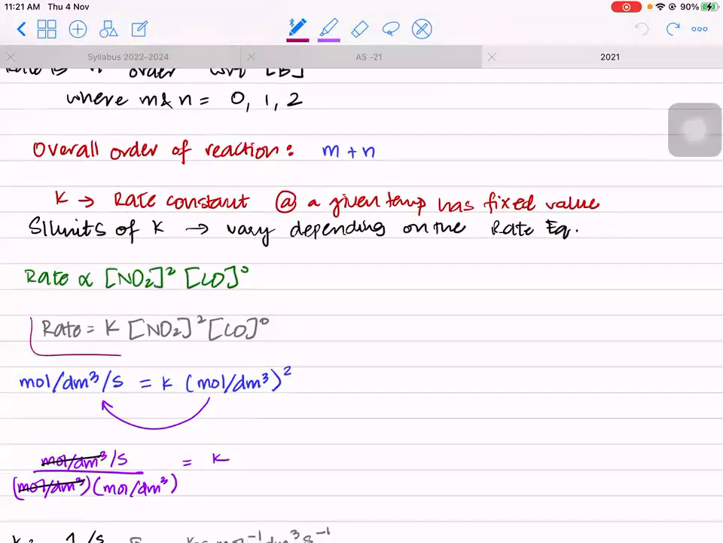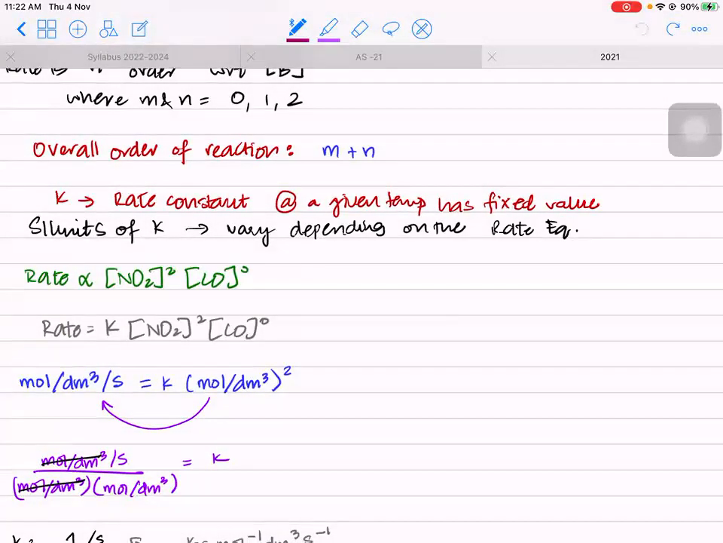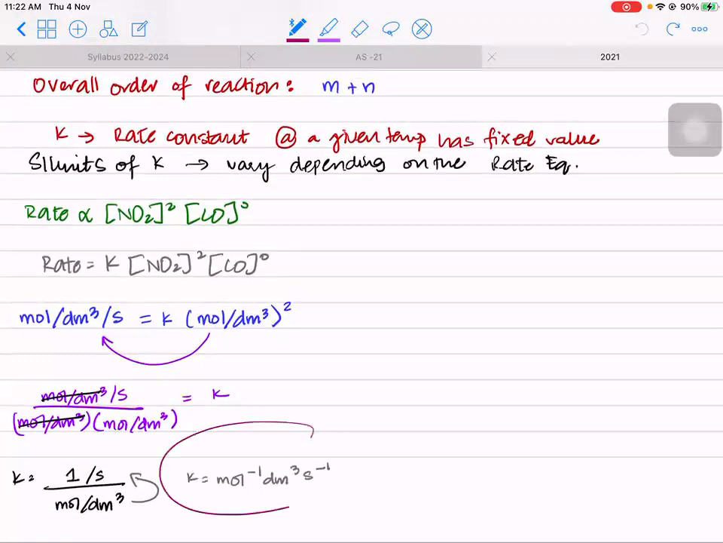Rate is equal to K. Let's take the same example that we were doing: NO2 squared, carbon monoxide raised to the power 0. What are the units of rate? Rate, mole per dm cube per second, is equal to K. What is K? K is what we need to find. For NO2 squared, since this is the concentration, this will be mole per dm cube squared, and this will be mole per dm cube raised to the power 0, which will be 0. So you bring these units of mole per dm cube squared down here, and you derive the units of K, which come out to be mole minus 1 dm cube per second.